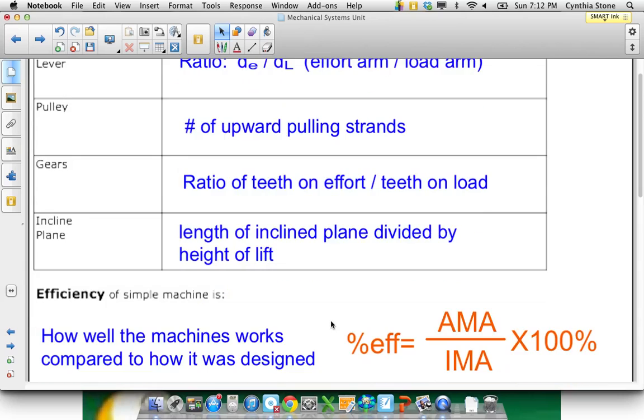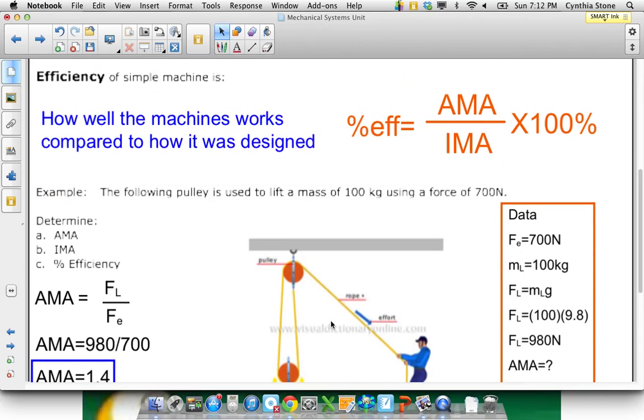You can pause. Okay. So the other thing we want to calculate is efficiency. And efficiency is how well the machine works compared to how it was designed. So 100% efficient would be if your AMA, your actual mechanical advantage, equaled the ideal mechanical advantage, because that would be 1 times 100, or 100% efficient. No machines are ever 100% efficient. Levers are close because you don't have a lot of wear and tear on them. But say you've got a pulley here. Okay, we'll do an example of calculating AMA, IMA, and efficiency.